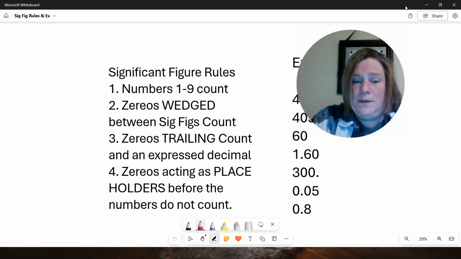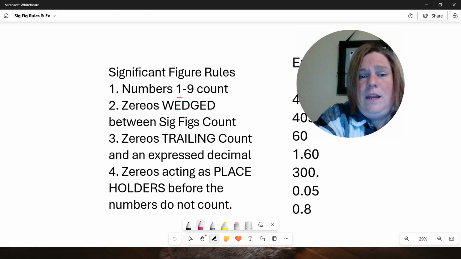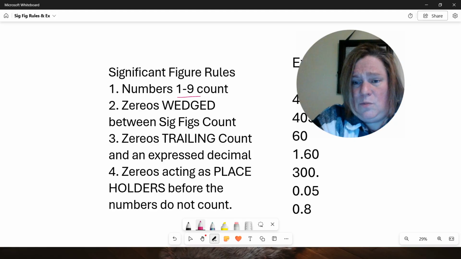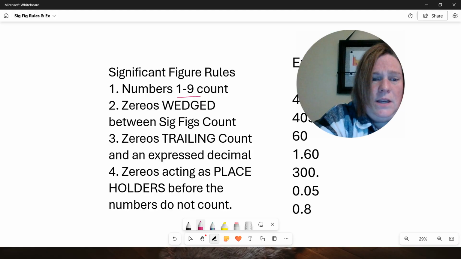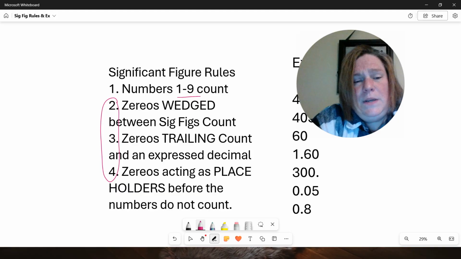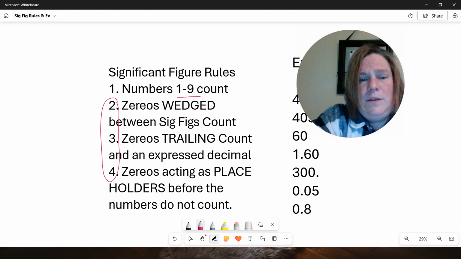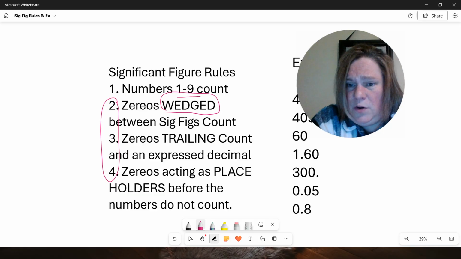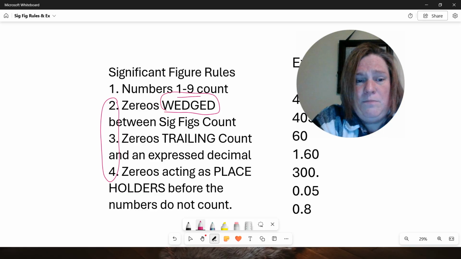So how do you know if something is significant or not? The first rule here, any value in a measurement that is 1 through 9 is going to be significant. It's the zeros where we have to think a little bit further. There are three scenarios here. If a zero is what we call wedged, in other words, it's between two significant figures, it also becomes significant.